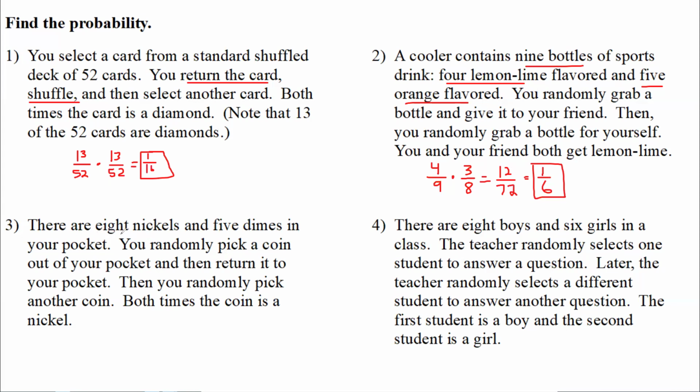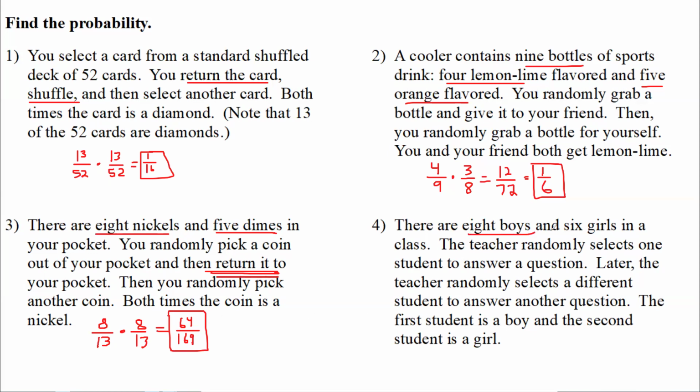Okay, there are 8 nickels in your pocket and 5 dimes. You randomly pick a coin out of your pocket, then return it to your pocket. Then you randomly pick another coin. Both times the coin is a nickel. So the probability of getting a nickel on the first one is 8 out of 13. Since we are returning it to our pocket, replacing it, we still have 8 nickels now in our pocket out of 13. So that's 64 out of 169, which I don't think reduces.